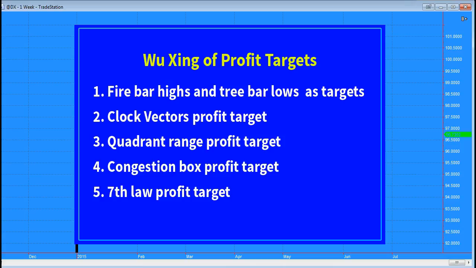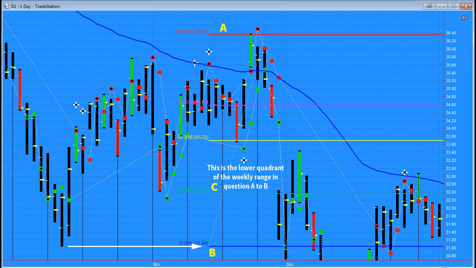Another reason we offer and demonstrate 5 different tools is to prevent traders from placing entry orders at the same exact price level, which would be the case if we offered one specific precise tool for calculating an exit. A quadrant target for Suncor Energy would be calculated like this.